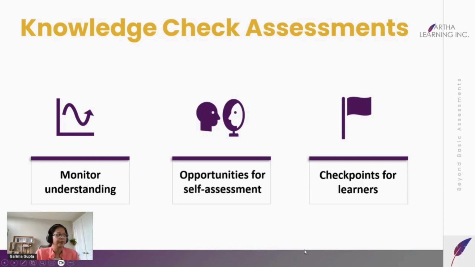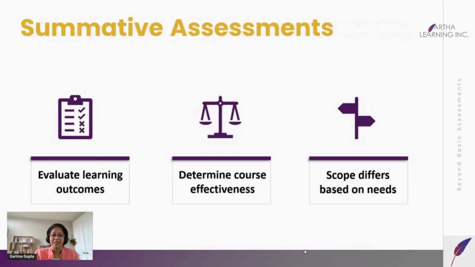And finally, the final one, summative assessment. Now, these are used at the end of a course or a unit to evaluate overall learning outcomes. They can also be used to determine the overall effectiveness of the course, right? If a bunch of your learners are not doing well in the summative, then that is telling you as much about the quality of the content covered. They can also be used to determine the effectiveness of the course and make improvements for future iterations.